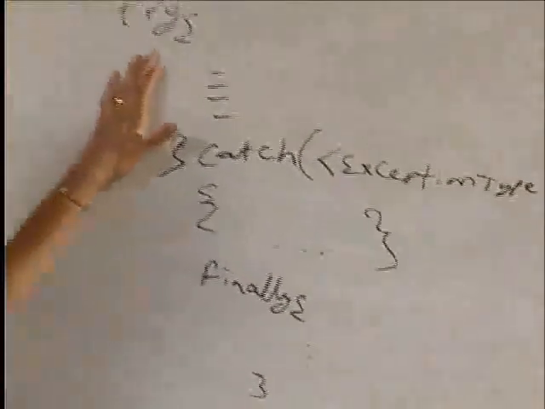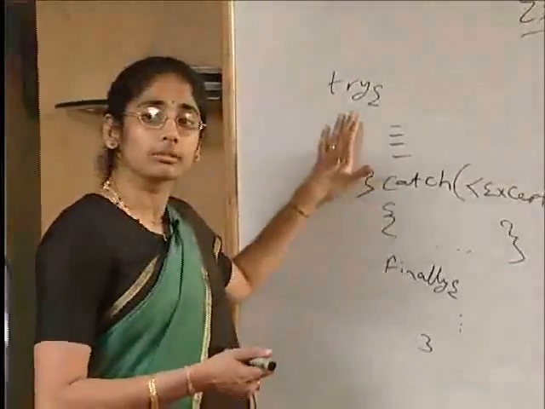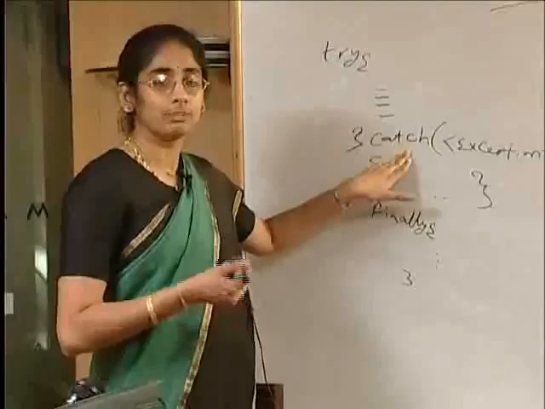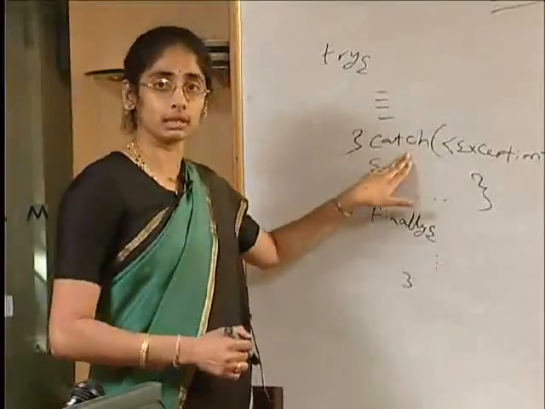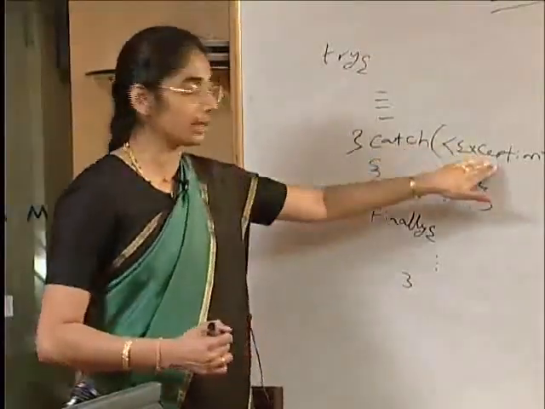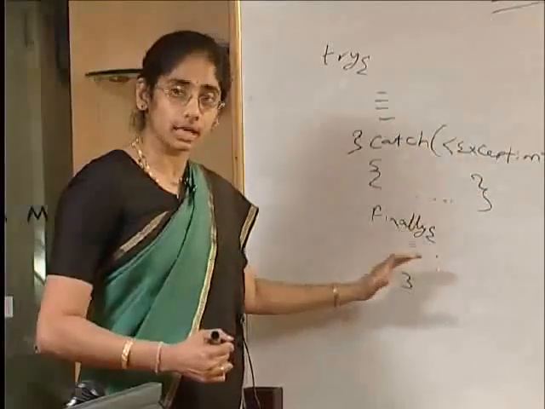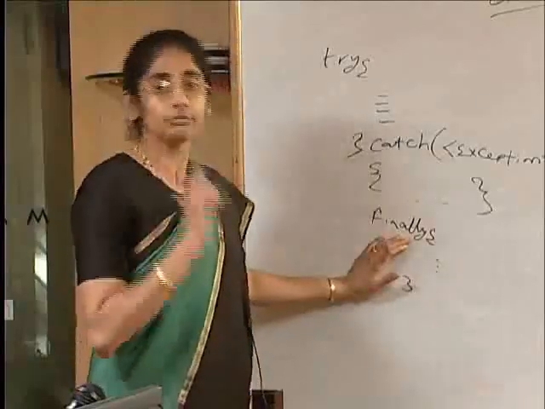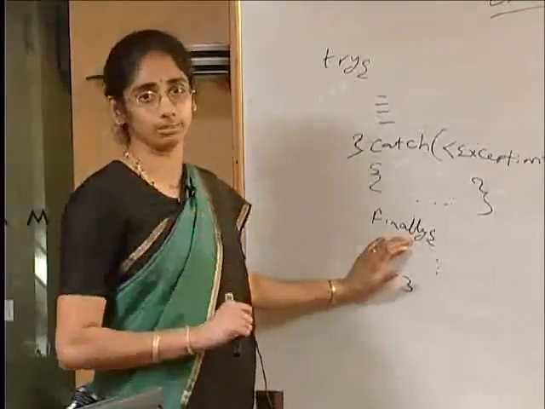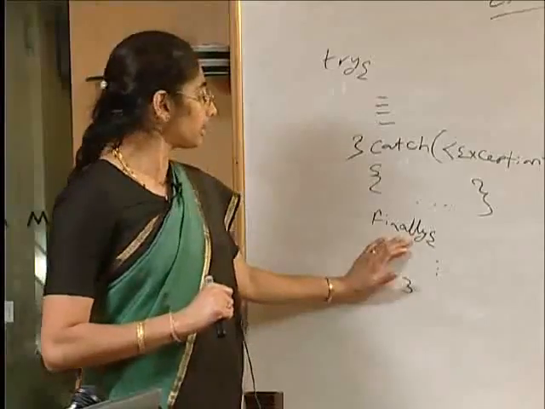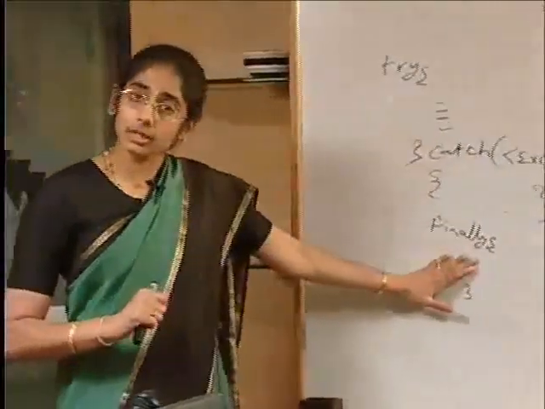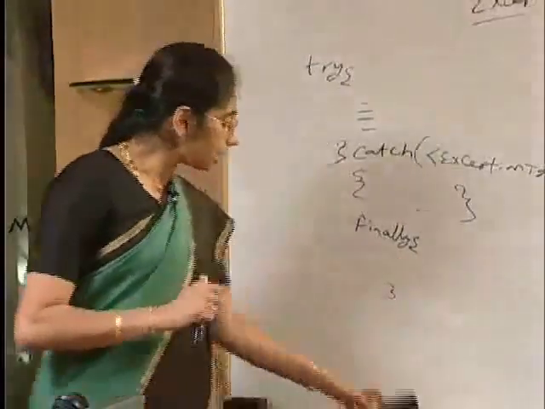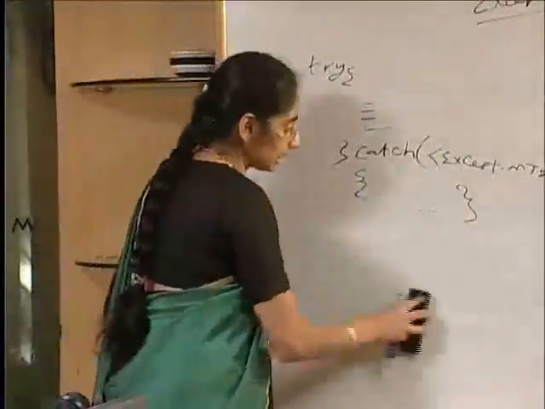For a try block, you can have any number of catch blocks depending on what type of exceptions you want to handle. So for every type of exception, you might have a separate catch block. But for a try, there can only be one finally block. For one try, one finally block. The finally block gets executed regardless of an exception. We'll come back to the finally block a little later.